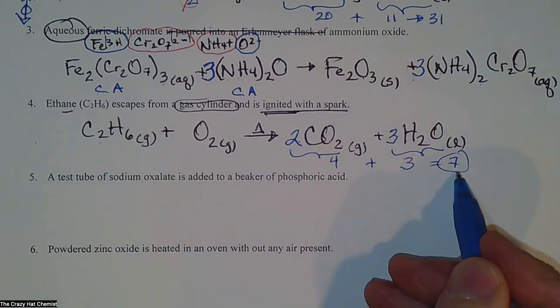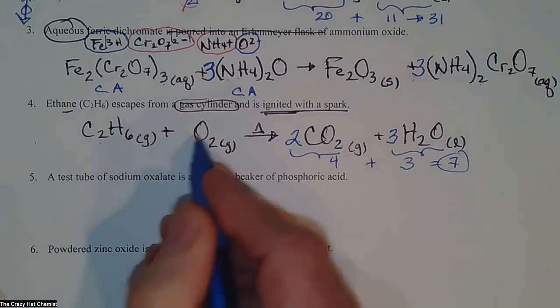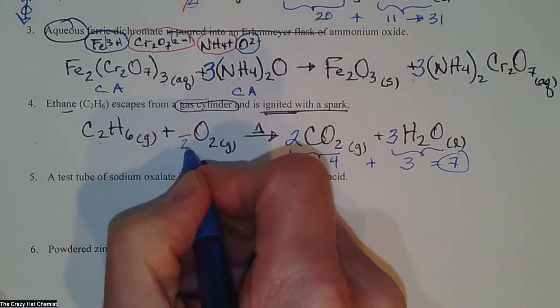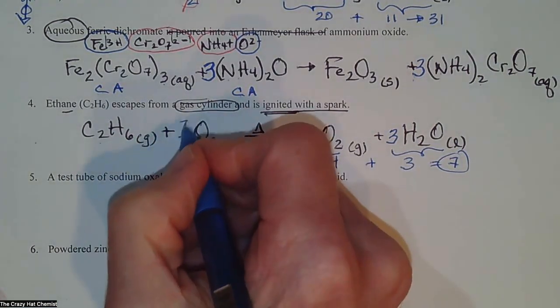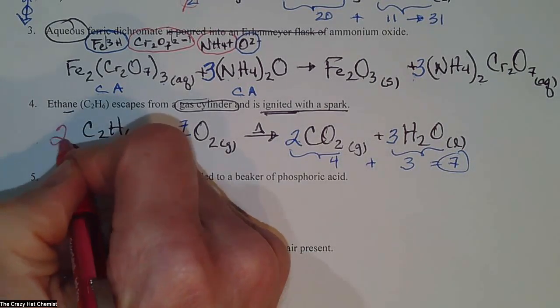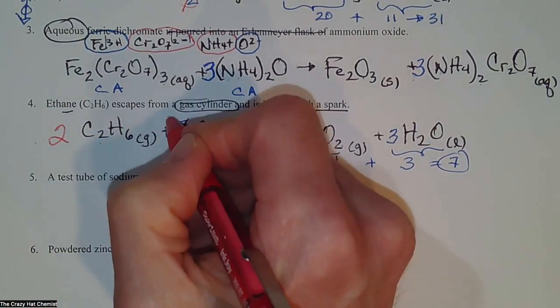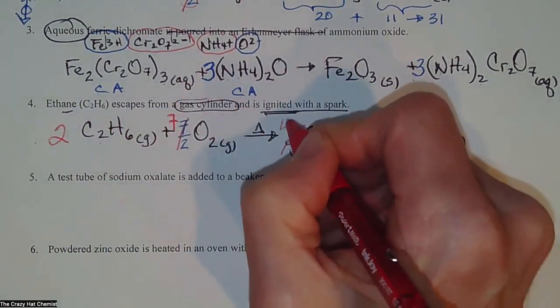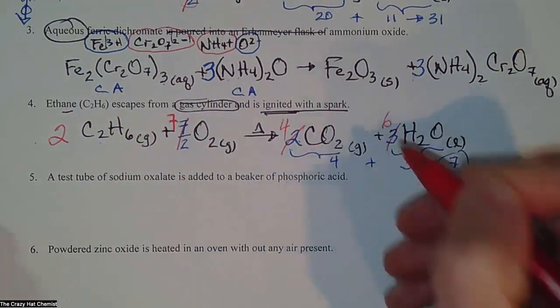So I have 7 oxygens on the product side, and that's an odd number. So I'm going to use a fractional coefficient. The denominator is always a 2. And then I'm going to have the numerator, the odd number, up there as a 7. And as I said on problem number 2, I'm going to have to multiply everything by a 2. So my ending coefficients will be a 2. This will turn into a 7 for the oxygen. This will be a 4, and this will be a 6.